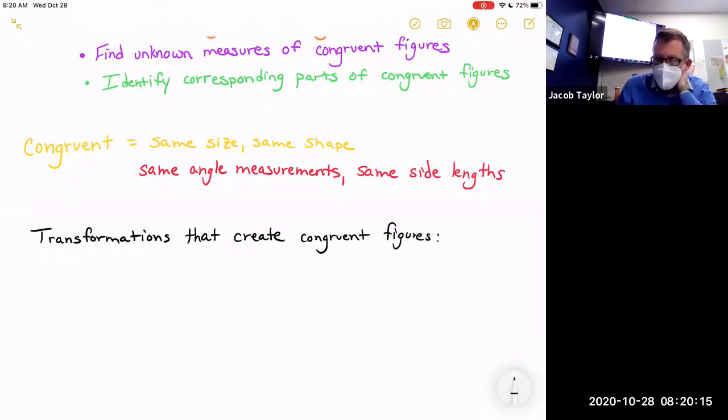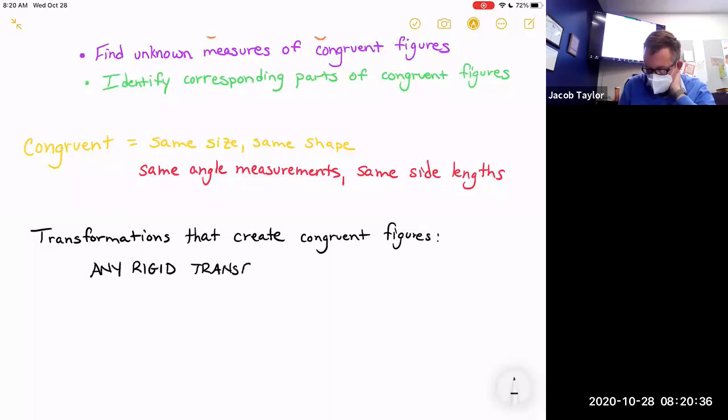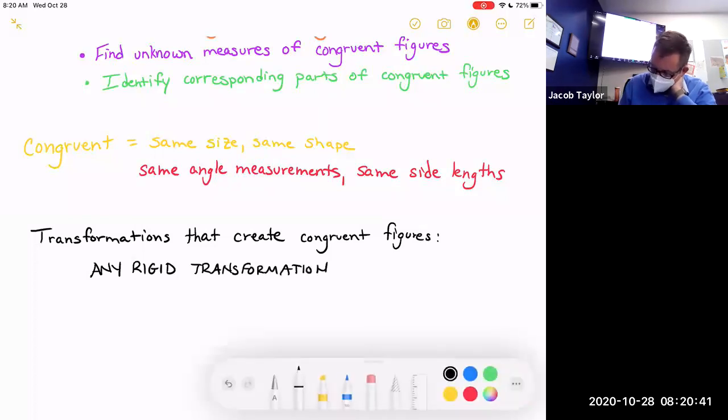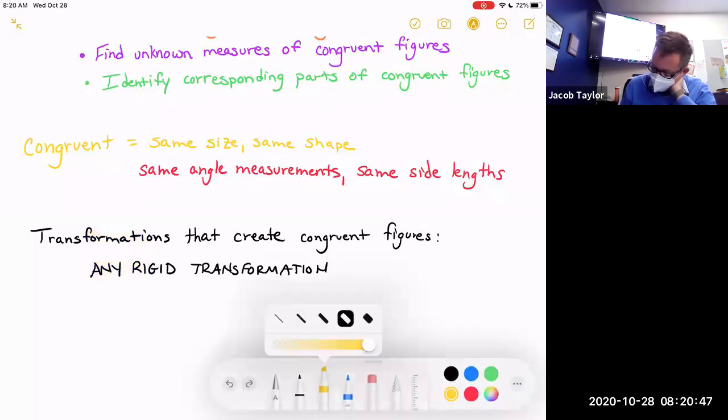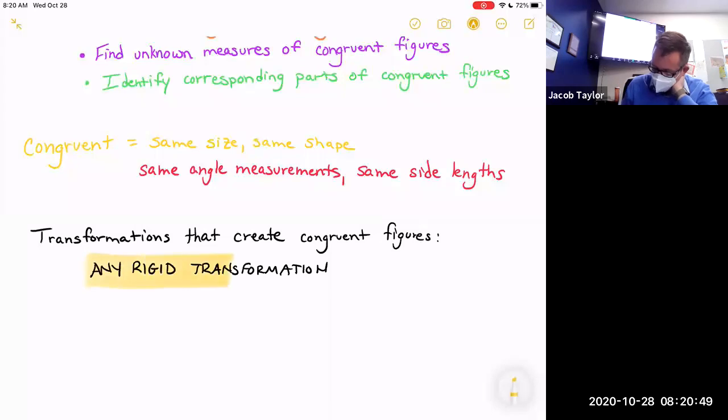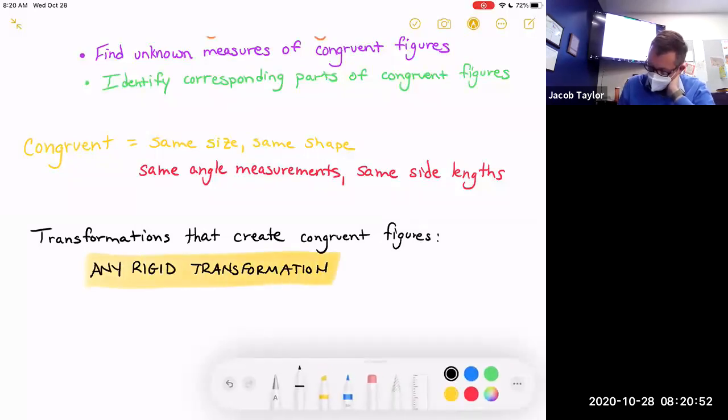Reflection. Did you say rotation? What kinds of transformations are all of those? Rigid. So any rigid transformation, which is all of them except dilations, as far as you know. Of the ones I have introduced to you, they are all rigid except for dilations. Ooh, that highlighter is out of control. Any rigid transformation.